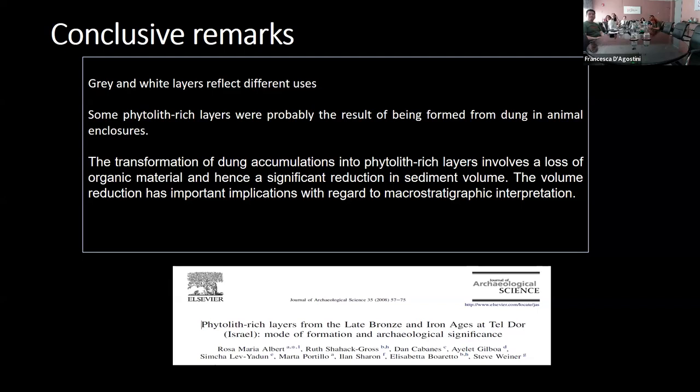As concluding remarks from Eldor, the gray and white layers reflect different uses. Some phytolith-rich layers were probably the result of being formed from dung in animal enclosures. And this brings another question: what was the original thickness of the deposit? Ruti Shaha was doing the counting. I don't remember exactly, but we found something like 8 centimeters thick. So imagine if everything was silica, imagine the original thickness. This reduction has important implications that you need to take into account. It's another thing when you find these kinds of things.